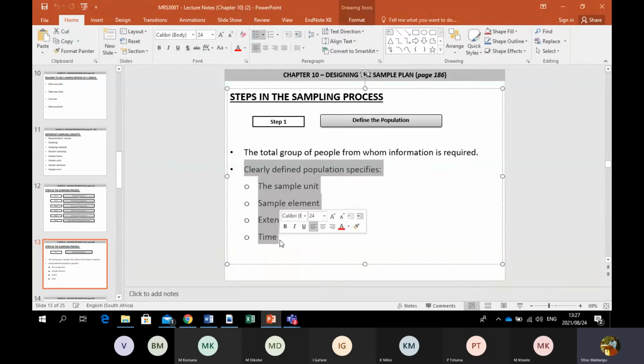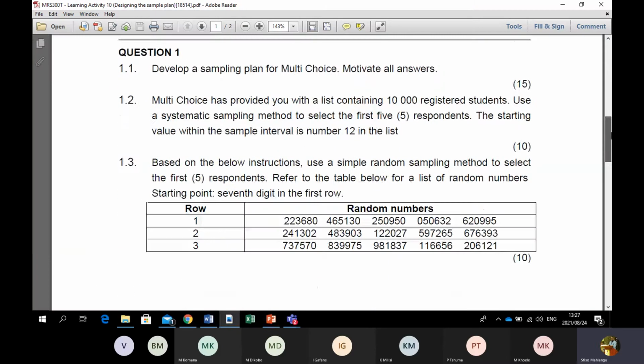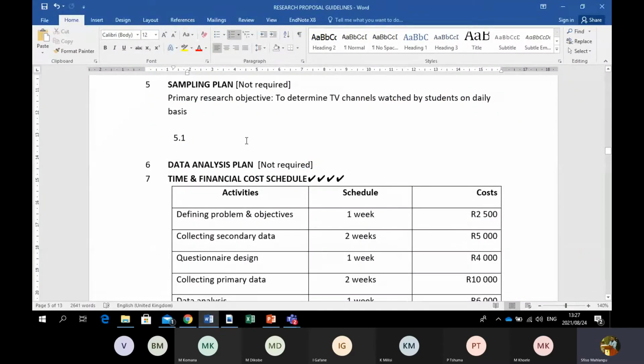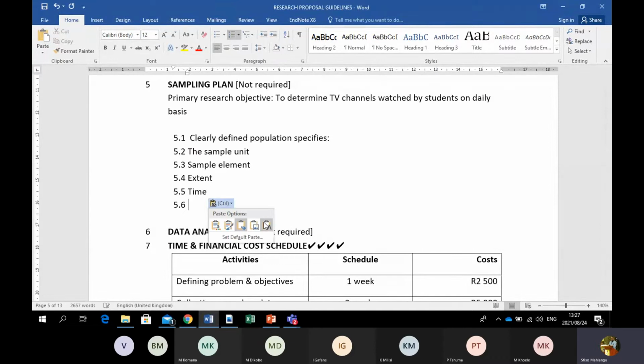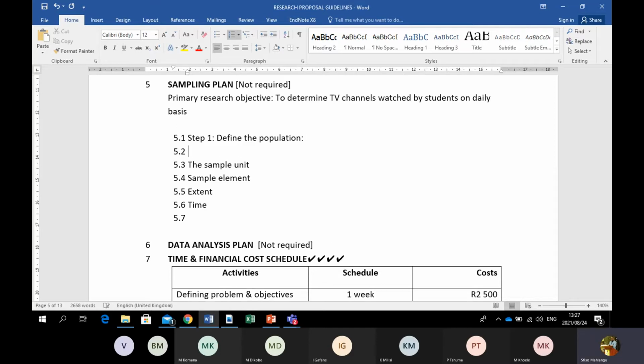And then it's the sampling. If you look at the activity that we have here, we are basically answering question 1.1: develop a sampling plan for multi-choice, motivate all answers. You'll see it's 15 marks, that question. So the first 4 marks will come from that step. So if we quickly paste that step 1 here, and then step 1, and then we indicate, define the population like the textbook indicates there. Define the population like I've indicated here.